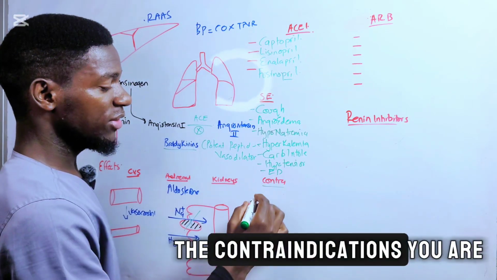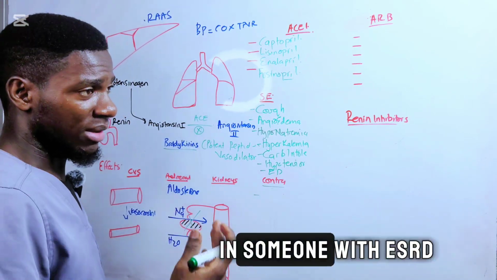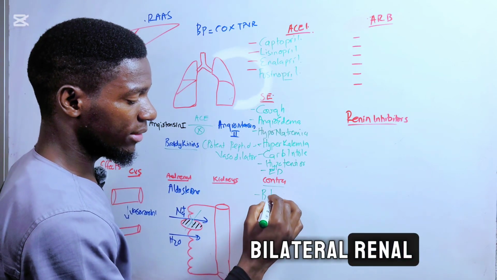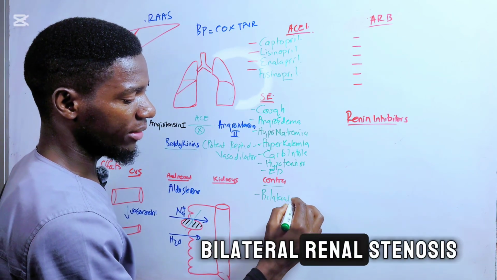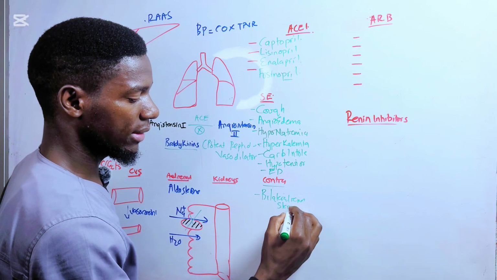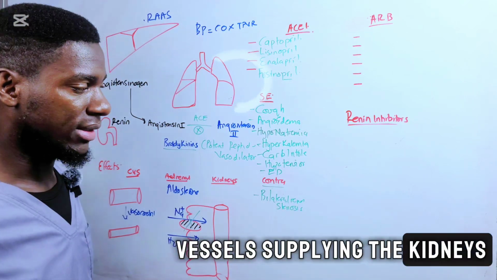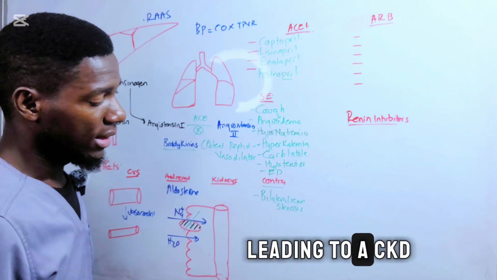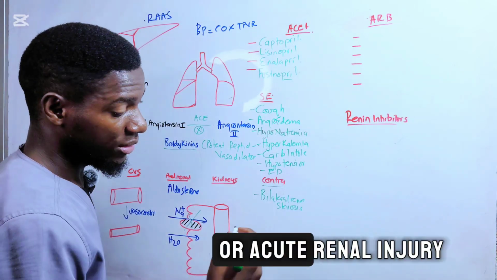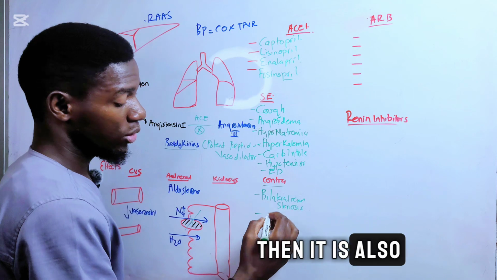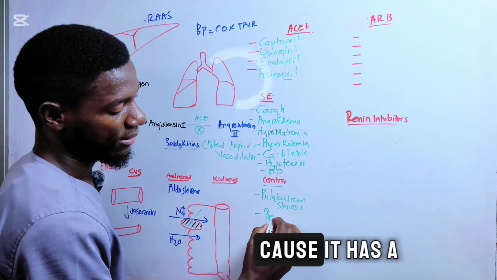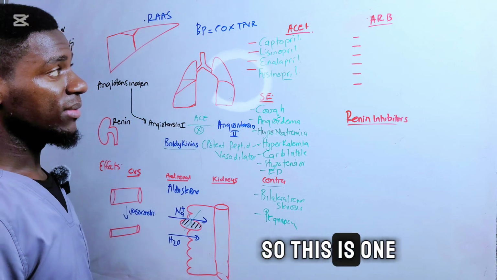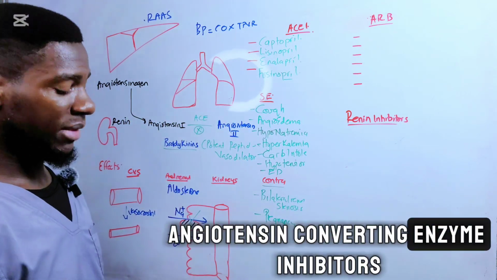The contraindications, you are not supposed to use this medication in someone with end-stage renal disease or someone having bilateral renal stenosis of the blood vessels supplying the kidneys, because we will just decrease further the glomerular filtration rate, leading to a CKD or acute renal injury. Then it is also contraindicated in pregnancy because it has a teratogenic effect. So this is one of the classes, angiotensin converting enzyme inhibitors.